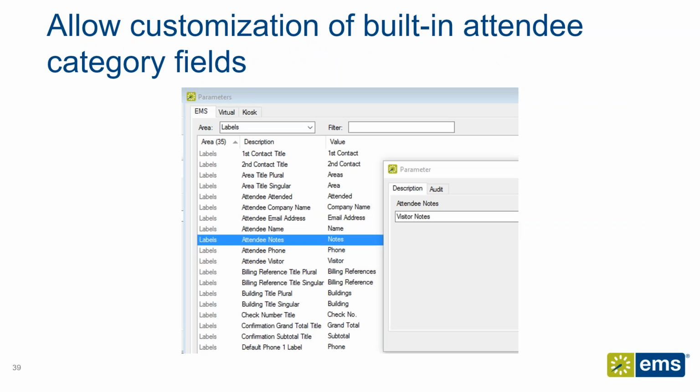So we had a built-in attendee category, and there were a couple of fields that we provide along with it. So far, you had no way to relabel those fields. Now, with this release, you'll be able to relabel those fields, and I'm showing a screenshot here where I'm relabeling what is called the attendee notes to visitor notes to make it more prominent. You can relabel any other of those attendee category fields as well.